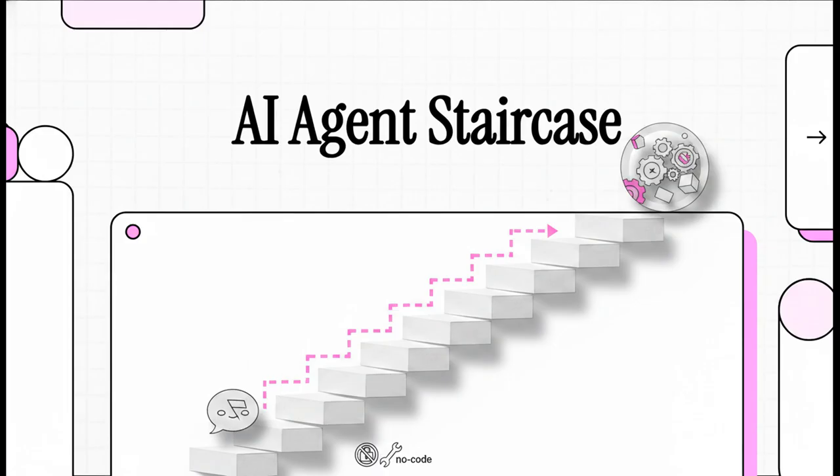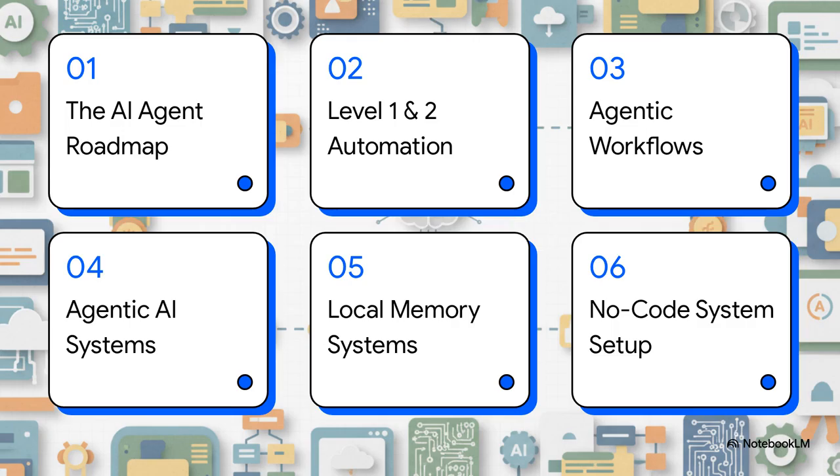We're going to build a crystal clear, actionable roadmap to upgrade your business operations, from basic, everyday chatbots all the way to fully autonomous agentic systems. And we're going to do it without writing a single line of code. So we'll climb this evolutionary staircase together across 6 quick steps. We'll start with the AI agent roadmap, look at level 1 and 2 automation, move up to level 3 agentic workflows, hit level 4 agentic AI systems, talk about building local memory systems, and finally wrap up with the no-code system setup.